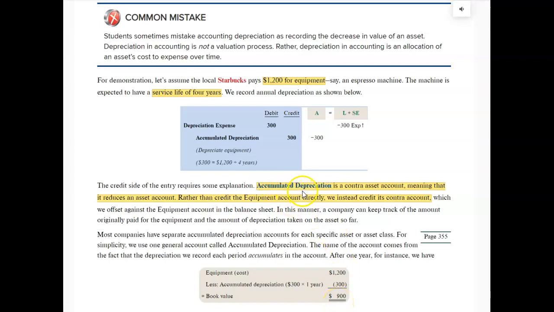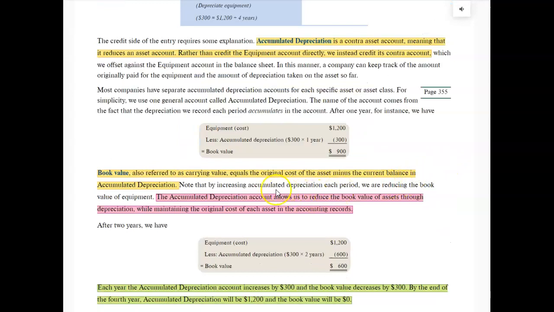So accumulated depreciation has a credit balance account. It is not a liability. We don't owe anybody any money on this. It is a contra asset account. So we don't credit the equipment account here. We credit accumulated depreciation. You know, a lot of people try to credit the equipment account because they say, when we bought the equipment, we debited equipment, so when we write it off, we should credit it. No, we credit accumulated depreciation. So again, book value, also called carrying value, equals the original cost minus the current balance in accumulated depreciation.